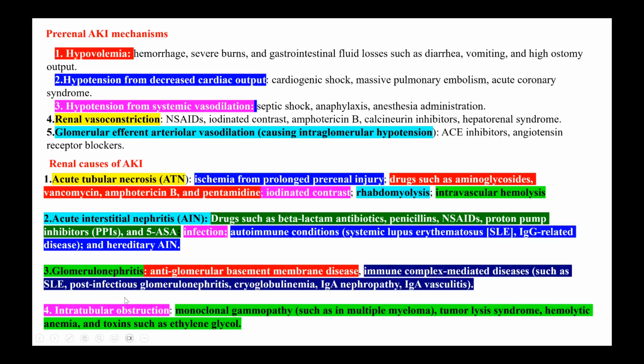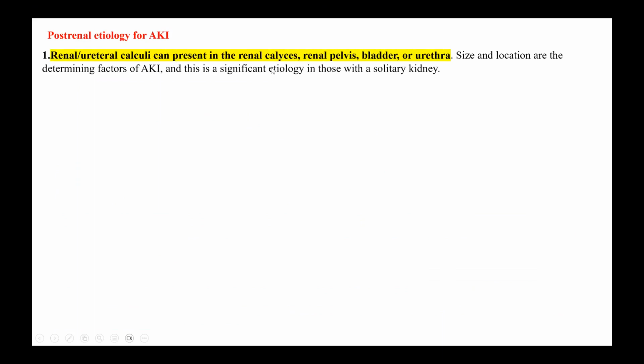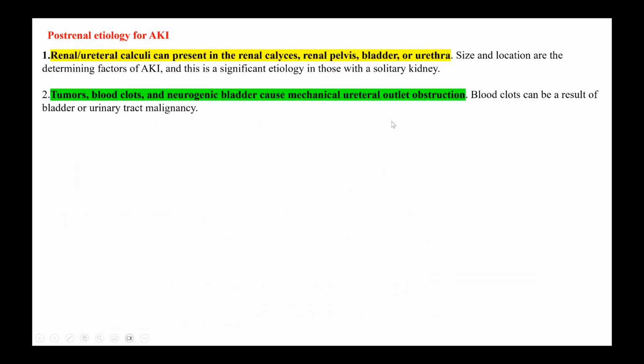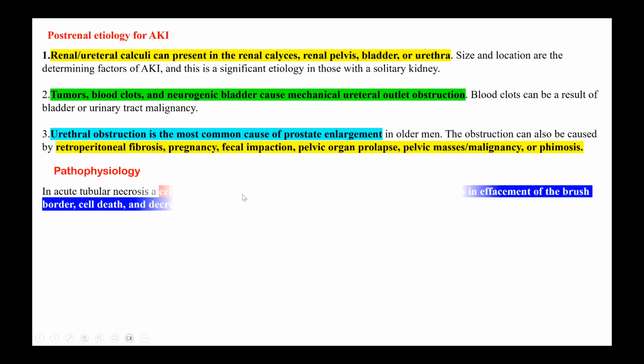So these are all the various anatomical sites of the nephron which are affected in renal causes of AKI: tubule, interstitium, glomeruli, or intratubular obstruction. And post-renal, all of us know that it could be due to calculi, renal cyst or pelvis or bladder and urethra, or it may be tumor, blood clots or neurogenic bladder, or urethral obstruction with prostate enlargement or retroperitoneal fibrosis, pregnancy, etc. And so after the location of etiology, you must know something about the pathophysiology.